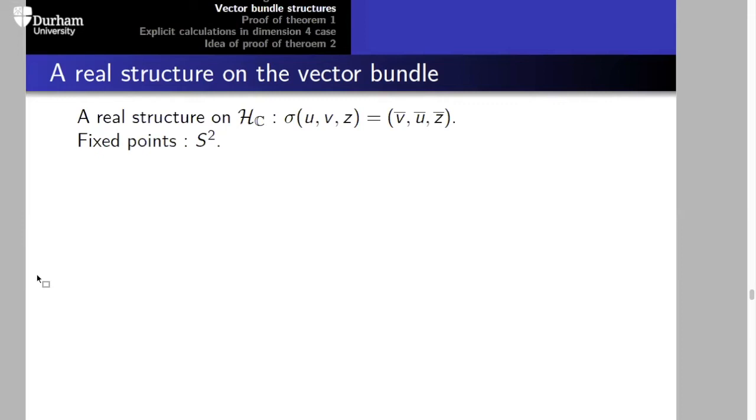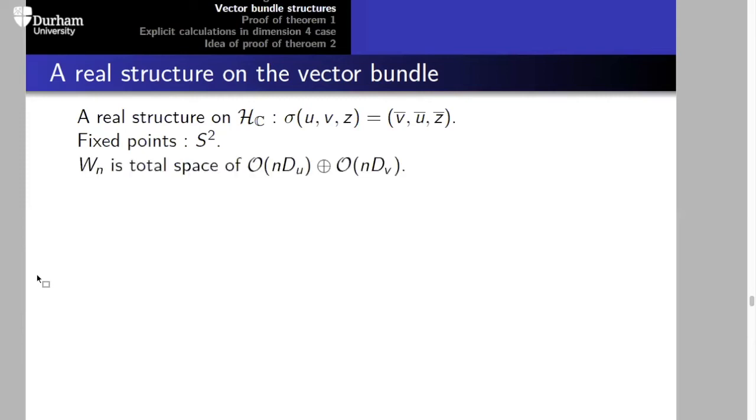So what I'm going to do is first on the base, if U is essentially X plus iY, V is essentially X minus iY when I have this isomorphism with S2, see? And so if I want the sigma to have fixed points on the base being the sphere, I send UVW to V bar, U bar, Z bar. And then when I look at the fixed points, I have this S2. Good.